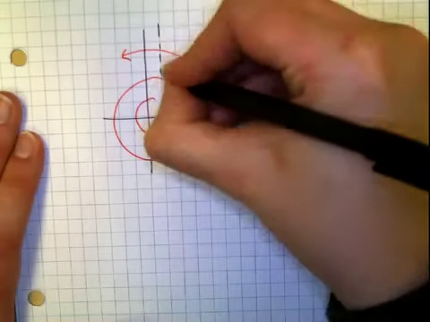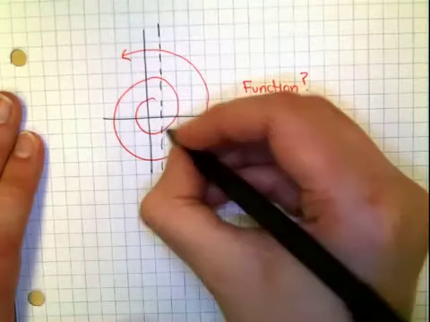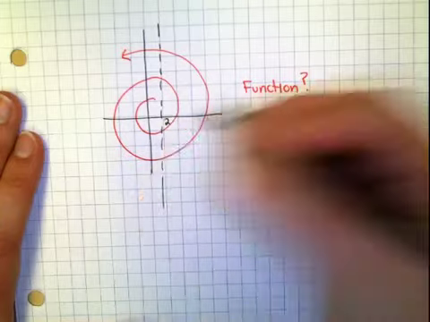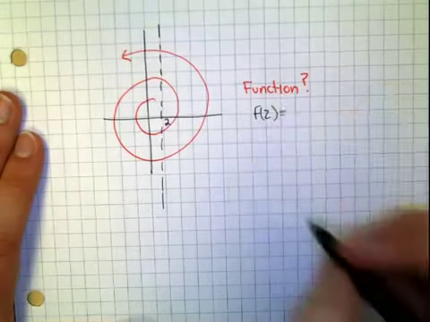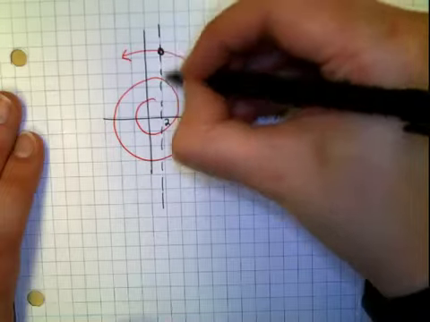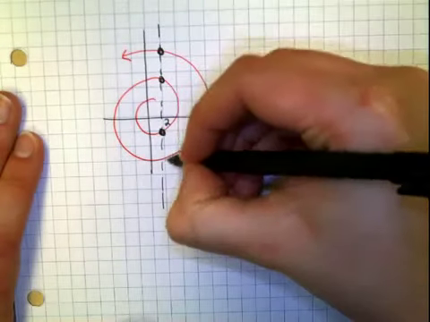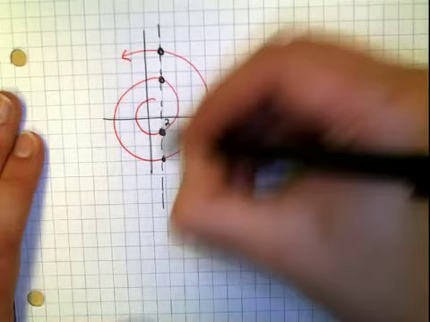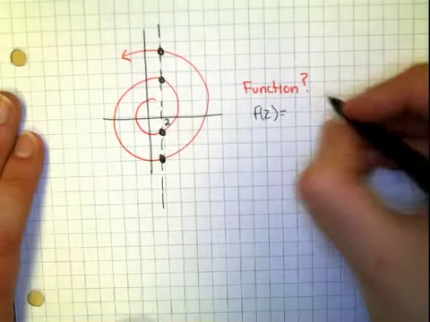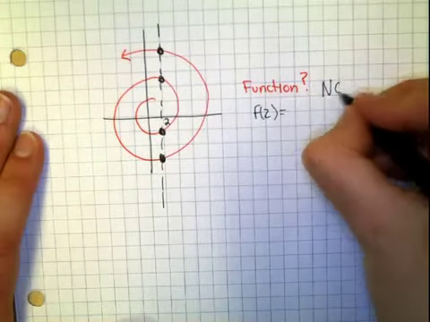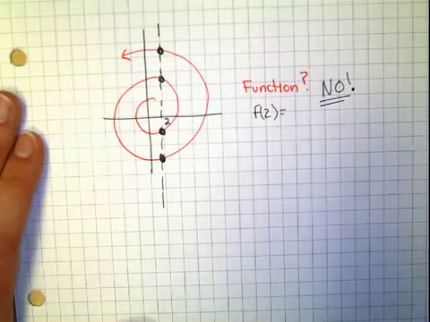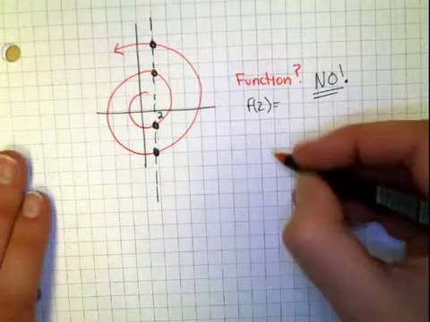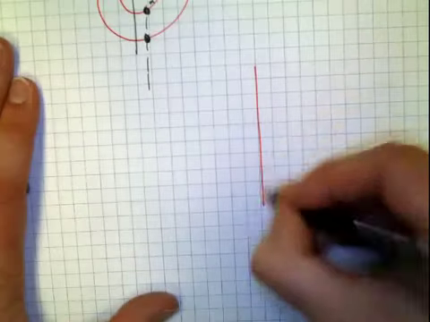If I draw a line going down right here, let's say this is at 2, and I said, what's f of 2 equal? Look at all the answers you would give me. You'd be like, well, it's here, and it's here, and it's here, and it's here. There's 1, 2, 3, 4 points at 2. 4 answers. So is this a function? No, definitely not a function. Fails that test.